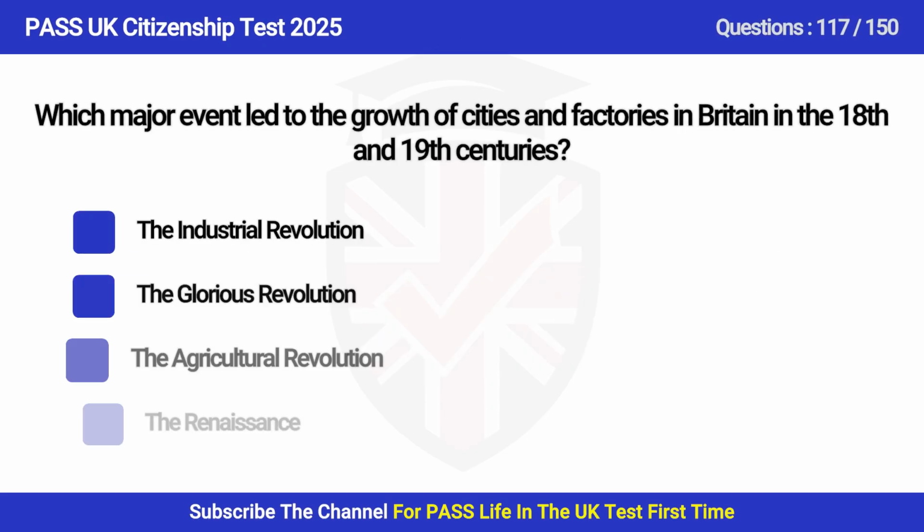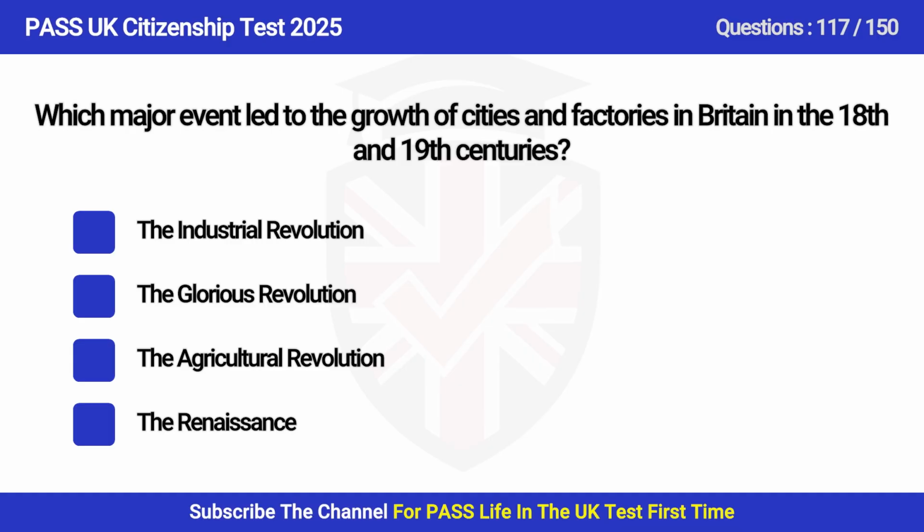Question 117. Which major event led to the growth of factories in Britain in the 18th century? A. The Industrial Revolution, B. The Glorious Revolution, C. The Agricultural Revolution, D. The Renaissance.